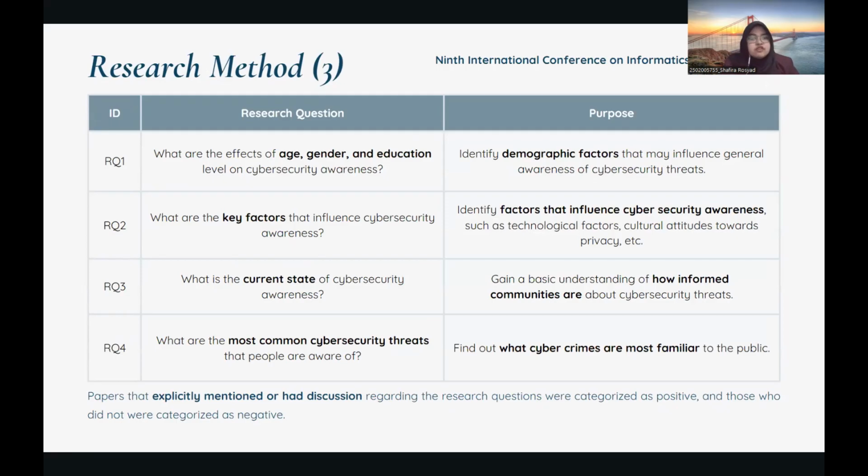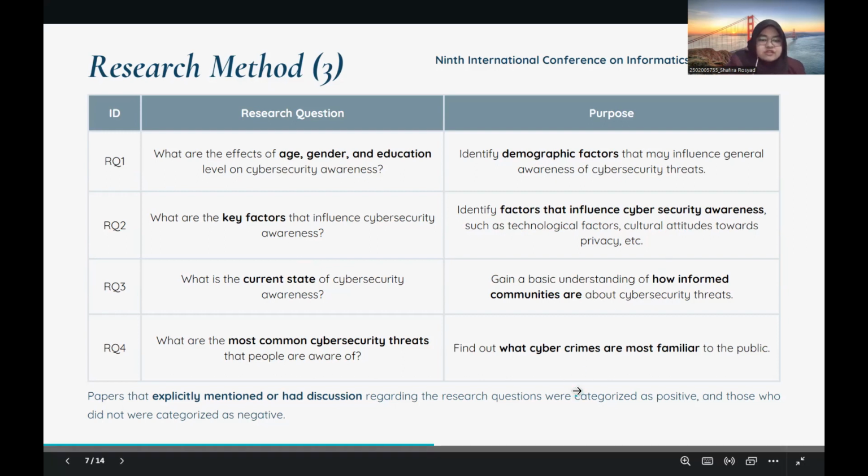Next is we had formulated 4 research questions regarding the focus of this research. The first research question is, what are the effects of age, gender, and education level on cybersecurity awareness? The second research question is, what are the key factors that influence cybersecurity awareness? The third research question is, what is the current state of cybersecurity awareness? The fourth question is, what are the most common cybersecurity threats that people are aware of? Papers that explicitly mention or had discussion regarding the research questions were categorized as positive, and we directly quote from them, and those who did not were categorized as negative.